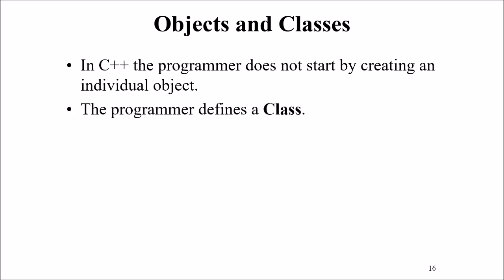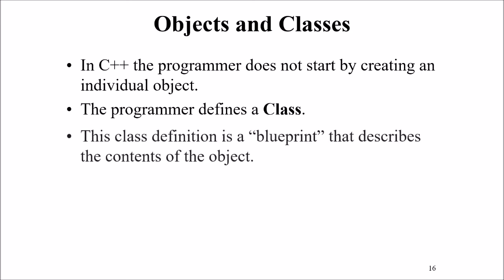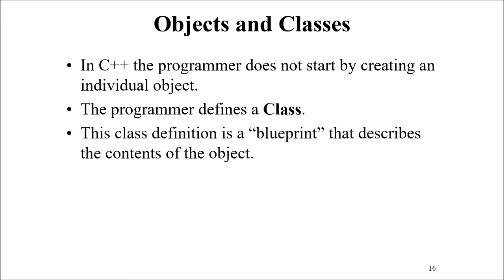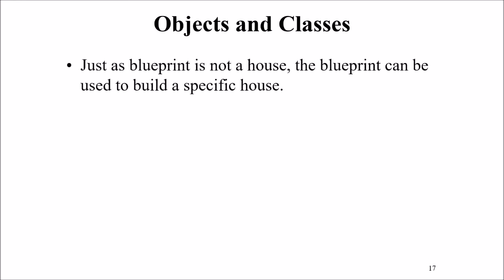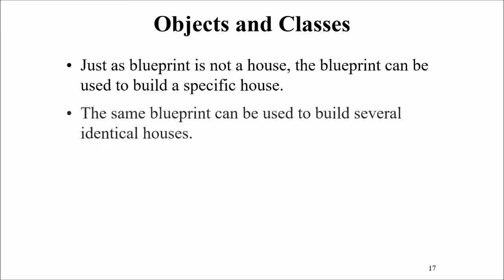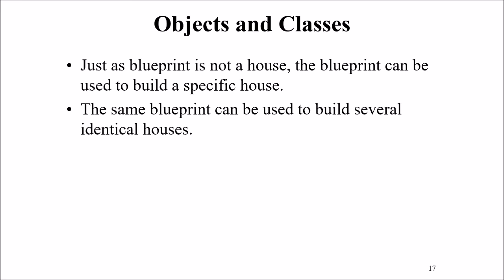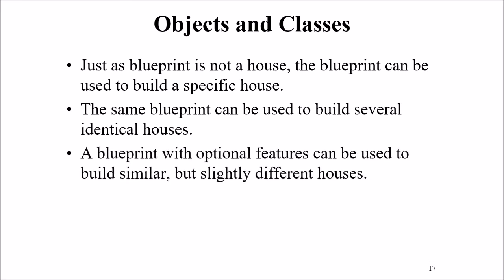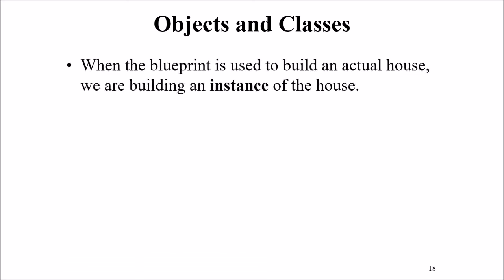The programmer defines a class of objects. This class definition is a blueprint that describes the contents of the object. Just as a blueprint is not a house, the blueprint can be used to build a specific house, and the same blueprint can be used to build several identical houses, or the blueprint with optional features can be used to build similar but slightly different houses. When the blueprint is used to build an actual house, we are building an instance of the house. This process is called instantiation.